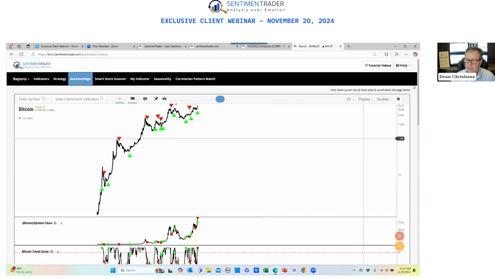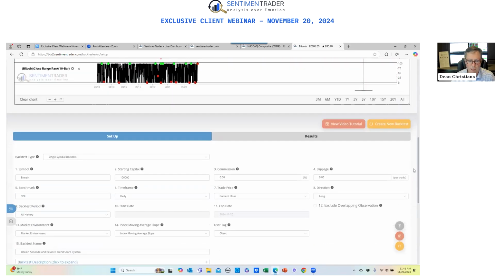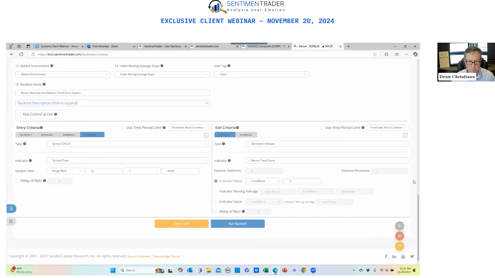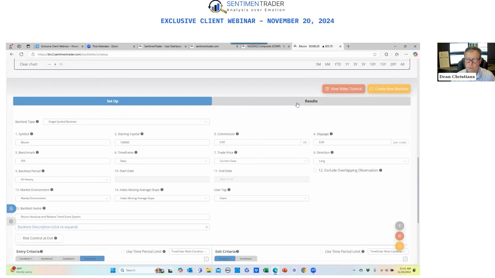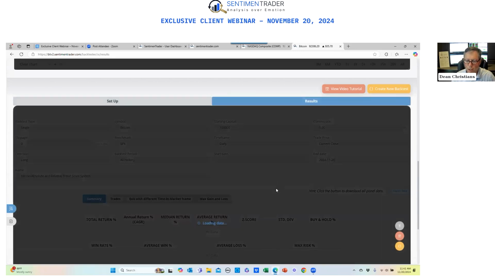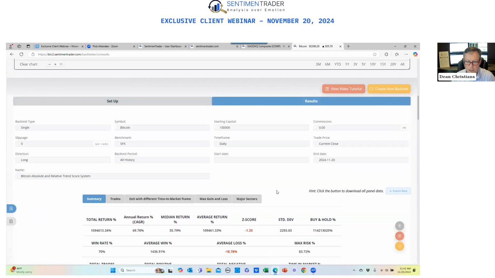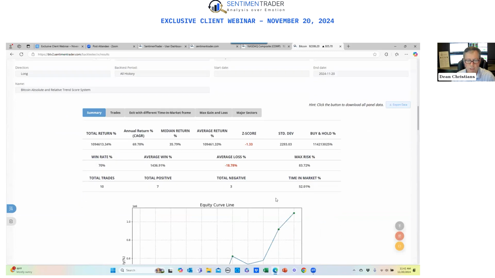So let's go back down here and look at these statistics, which I highlighted in the note. Let's see here, go back to results. The results are good. Obviously, anytime you catch a big upswing in Bitcoin, we see a 70% win rate, 7 winners, 3 losers.